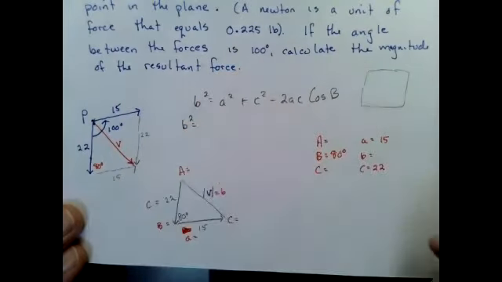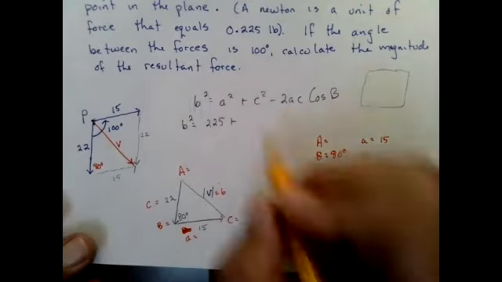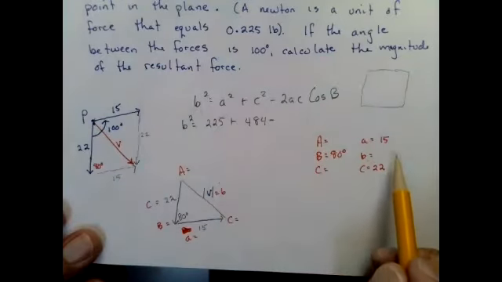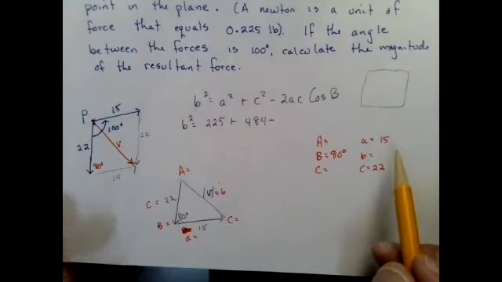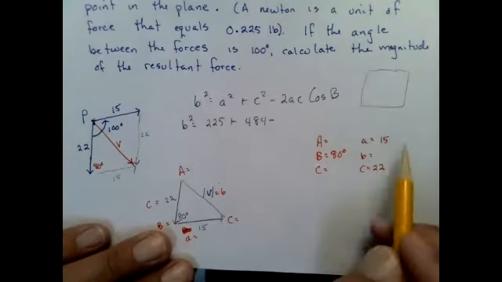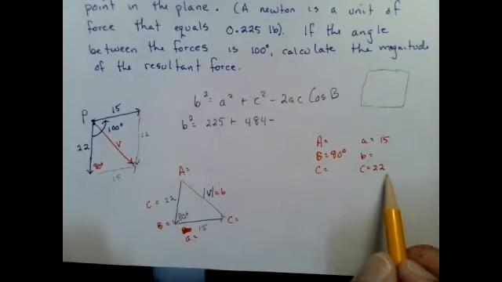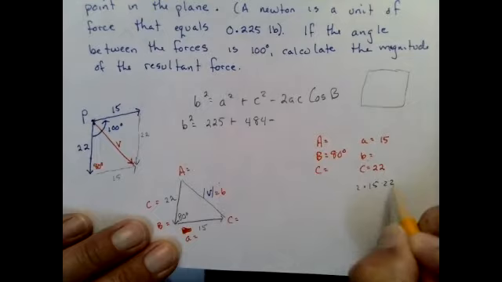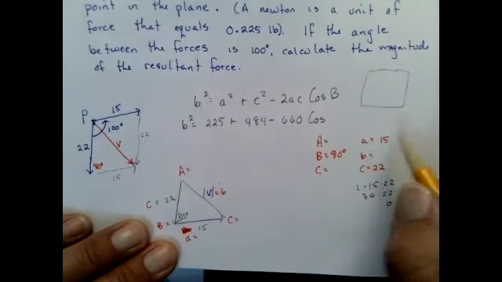Nice. B squared equals a squared. I'm going to just put in 225. C squared, what's 22 times 22? 484, exactly. Minus 2 times a times c. And again, this is where you practice math in your mind. You need to keep doing math so you get better at it. 2 times a, that's 30. 30 times 22, I get 660. Anybody else get 660? 2 times 15 times 22, that's 30 times 22. 660. Times the cosine of 80 degrees.